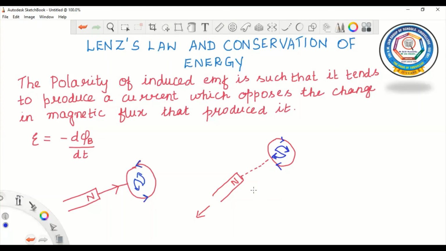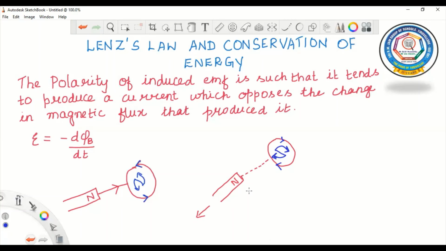Now let's see what will happen if an open circuit is used in the place of a closed loop. Even in this case, an EMF is induced across the open ends of the circuit. The direction of the induced EMF can be found with the help of Lenz's law. Now we are going to see an important fact here.